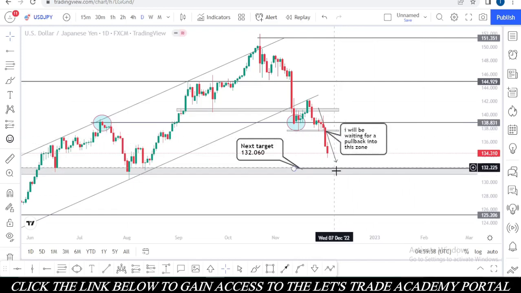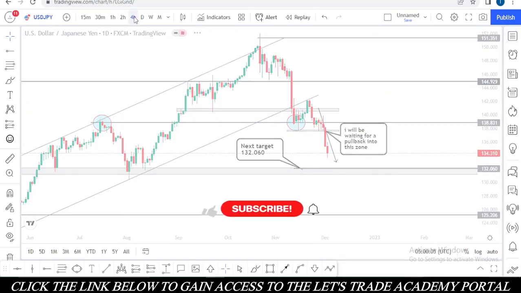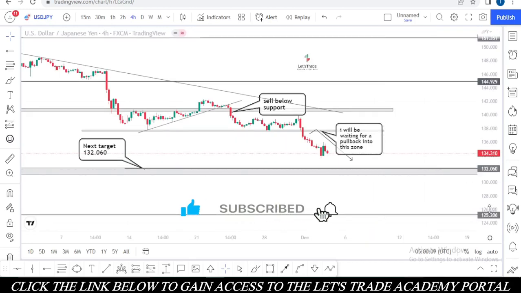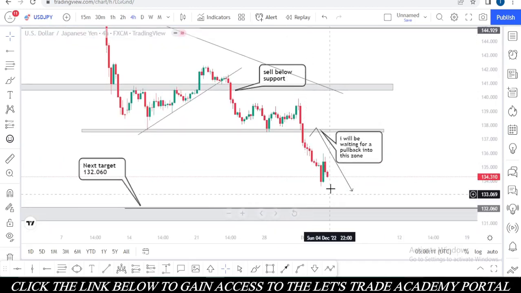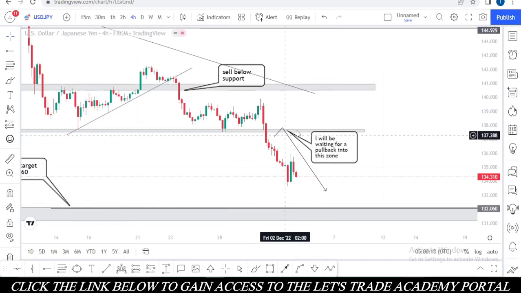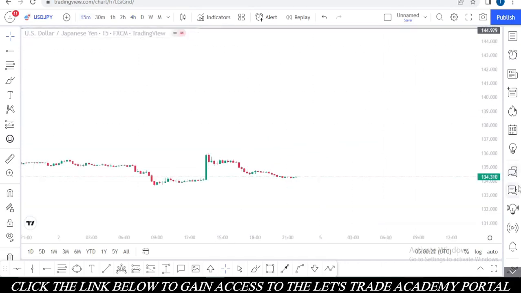All right, so I'll be expecting a pullback around here for the USD JPY. All right, let's go to the lower time frame. The lower time frame is still pretty much like the higher time frame. Okay, so I'll be expecting price to push down here. Are we going to pull back into this zone? I would like to see that. Are we going to keep falling? Yes, of course. That is also very much a possibility.